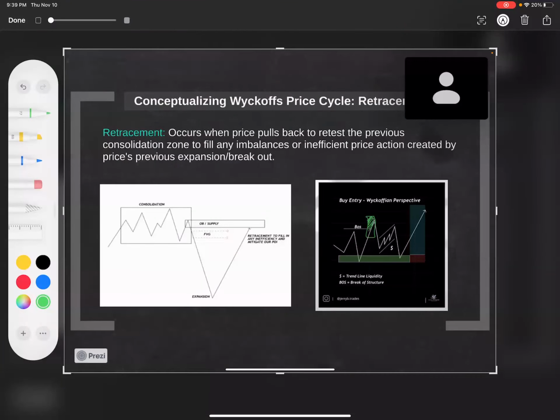It's always the Marubozu for me. If I ever see a Marubozu candle at 4-hour supply and demand, I'm looking for that imbalance to get filled before looking for those longs.